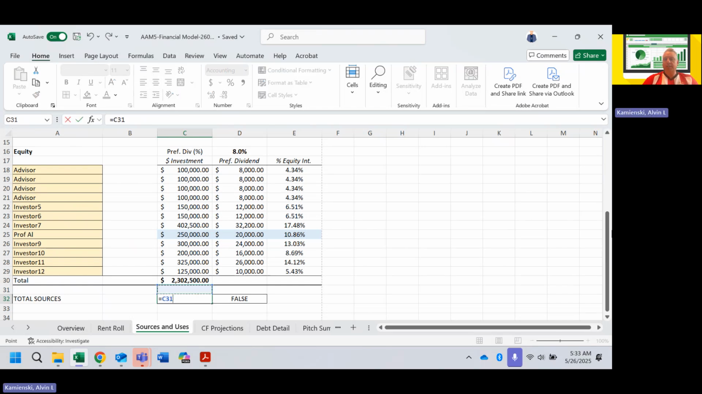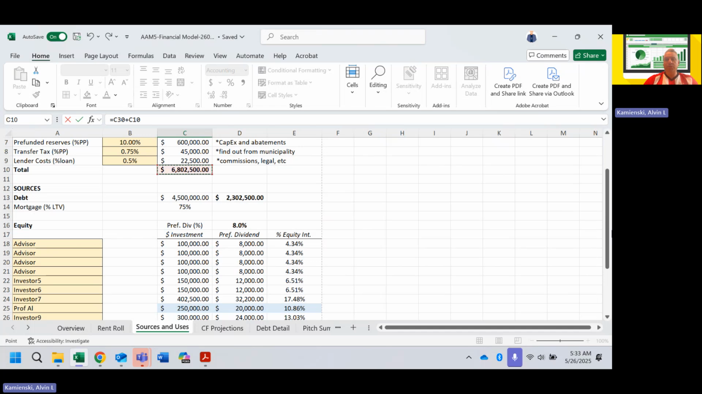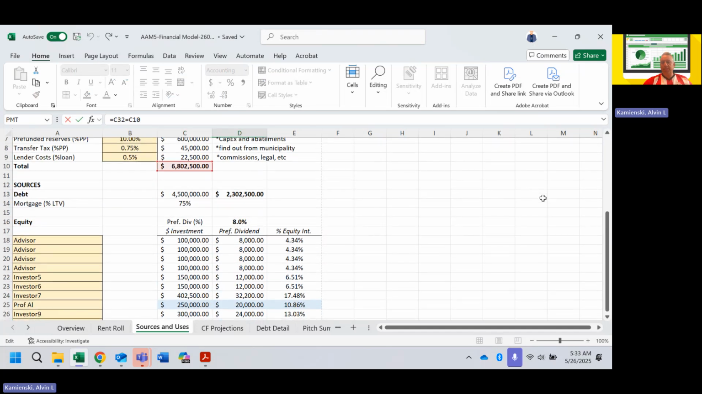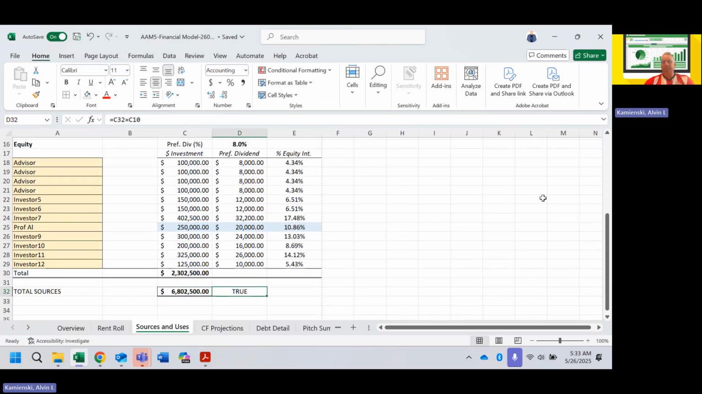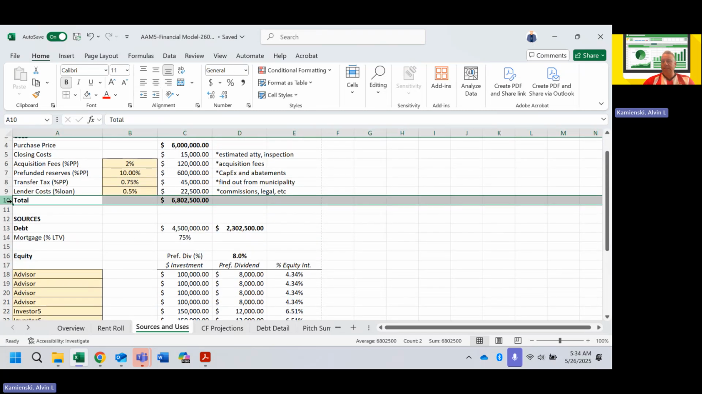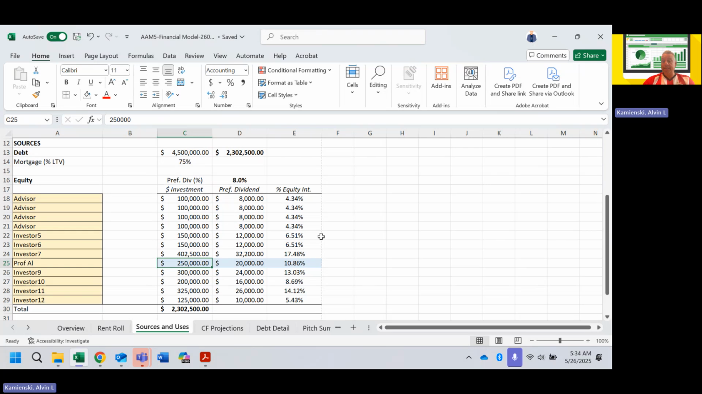So does the 2.3 million that I'm raising from investors plus the amount of all of my debt equal the 6.02 million that I need to raise? That last formula is just an equals true. Does my fundraising in total from debt and equity equal the total amount I need to do this deal? And as part of the deal, you need to tell me what I'm going to get in return for my contribution.